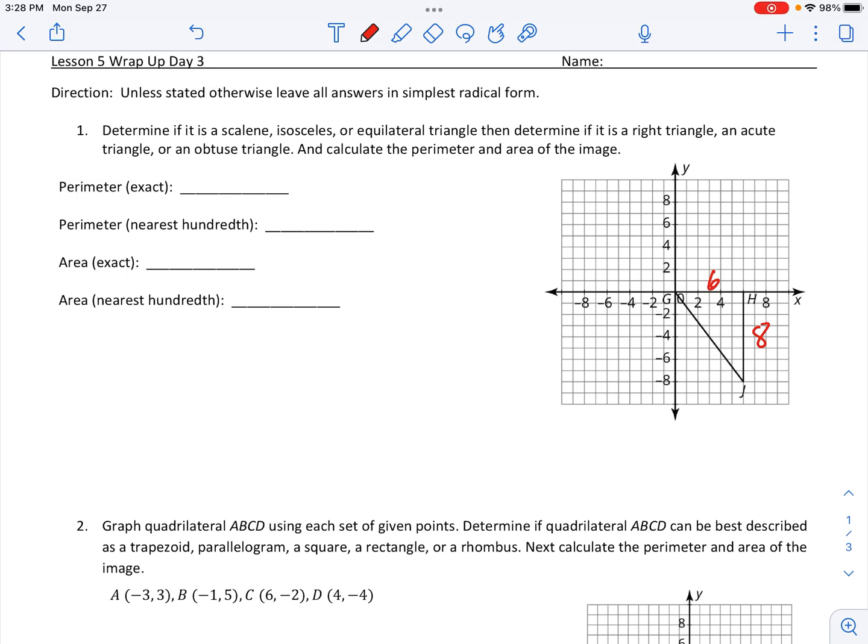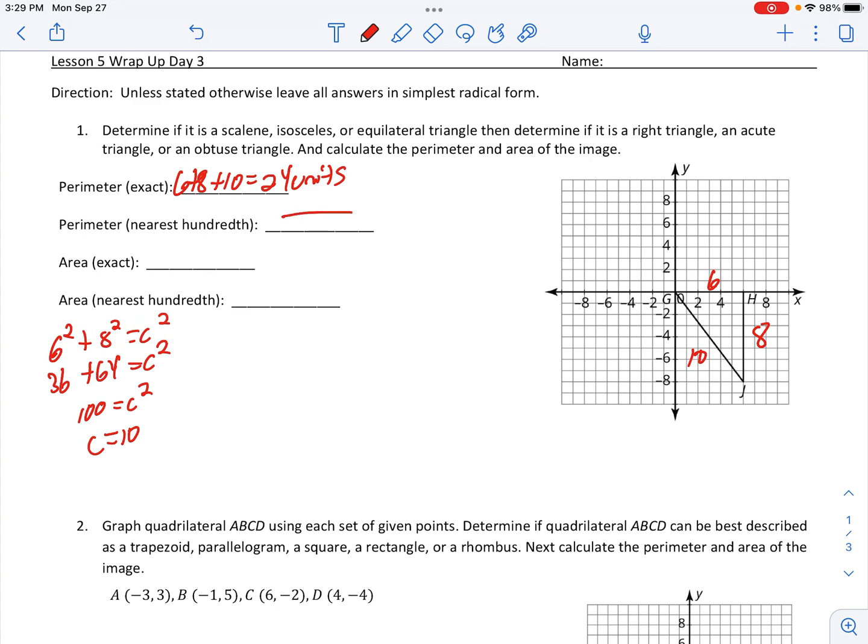I'm going to use the Pythagorean theorem. So 6 squared plus 8 squared equals that hypotenuse squared. 36 plus 64 is 100, and the square root of 100 is 10. So that third side is 10. So for that perimeter, 6 plus 8 plus 10 gives me 24 units.